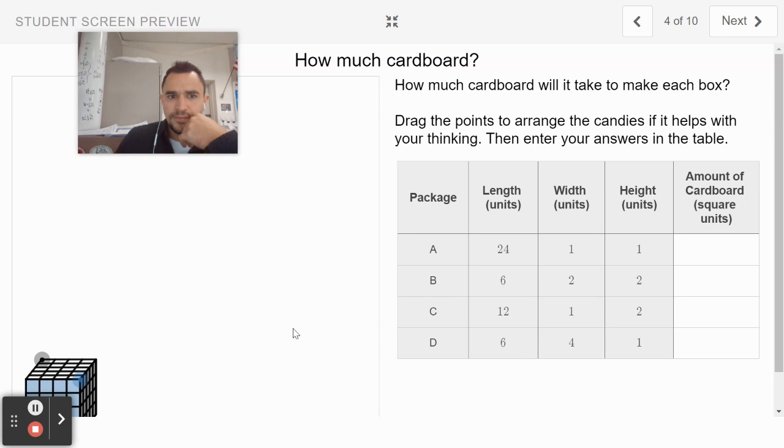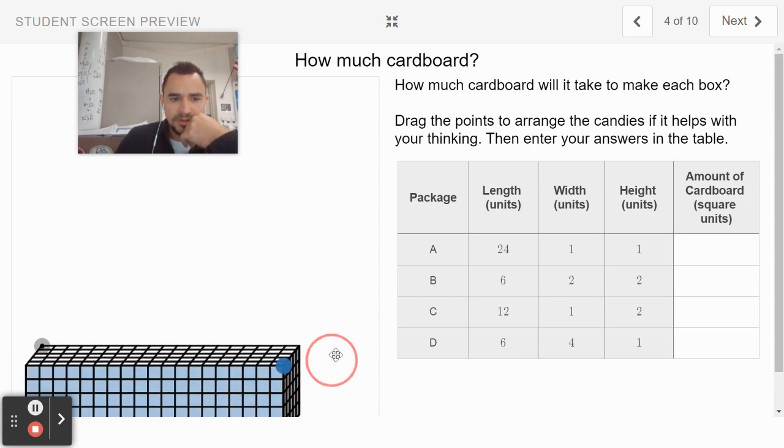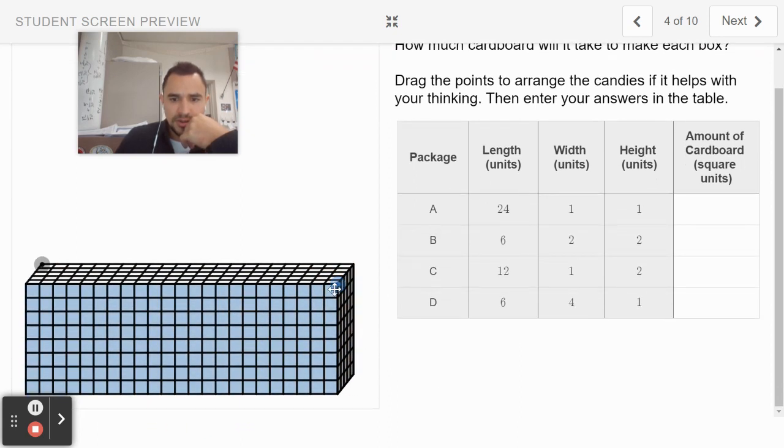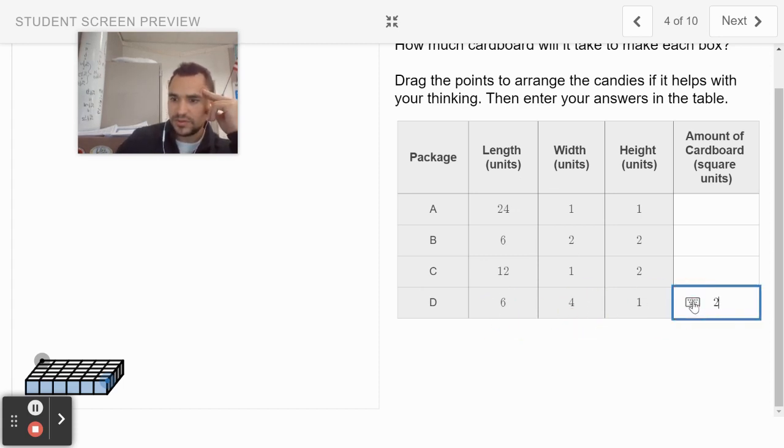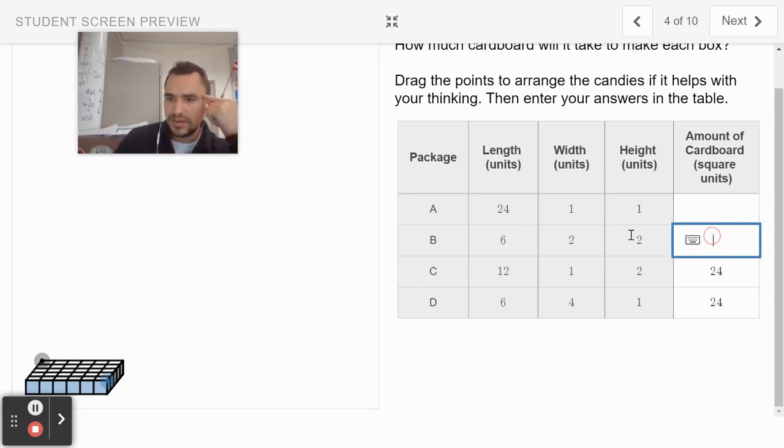So I said 24. Let's go ahead and do box D. Let's check it out. So it was 1, 2, 3, 4, 5, 6, and it was 1 up. So amount of cardboard in square units. So it would be length times width times height, 6 times 4 times 1. That would be actually 24. So I was incorrect, but that's okay. This one would be 24. This one was 6, 6, 12. This would be 24. And then this would be 24 and 1, and that's 24.